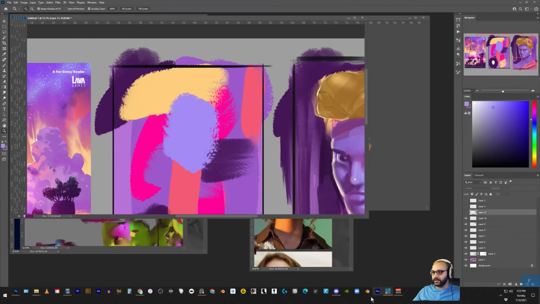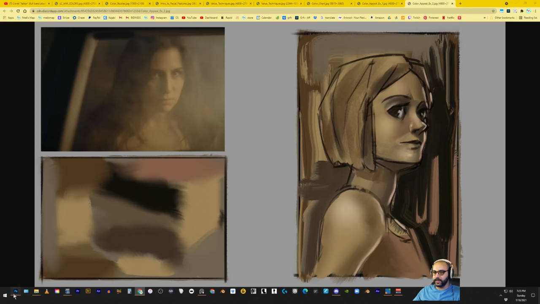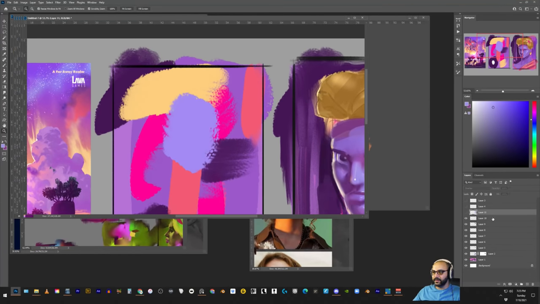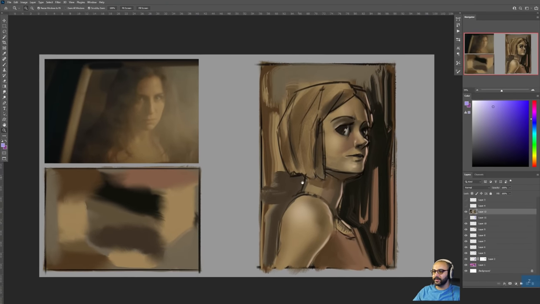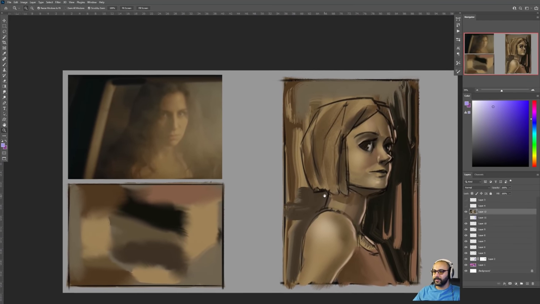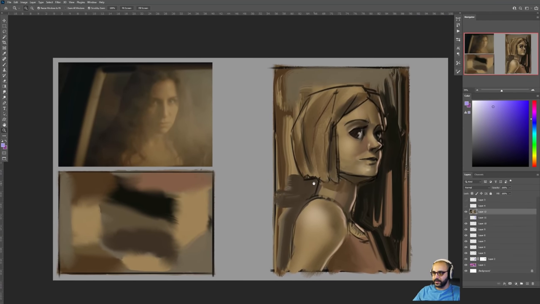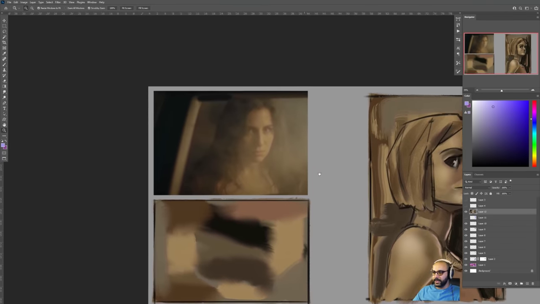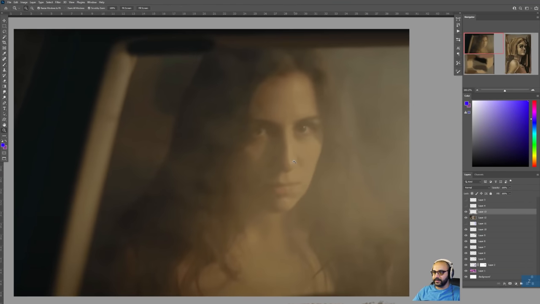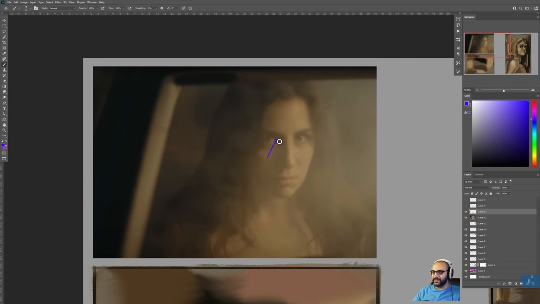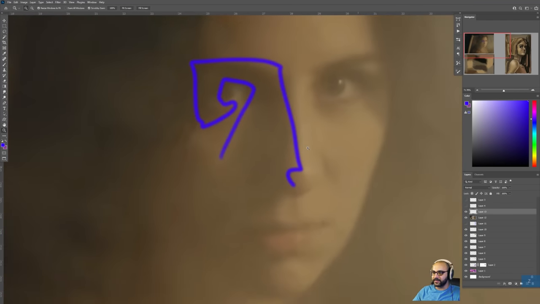Take a look at this one. Yeah, very muted colors here. Cool drawing though. All right, so colors are there. So if we look at the reference here, the value shapes are very distinct. Wow, that really pops against that.